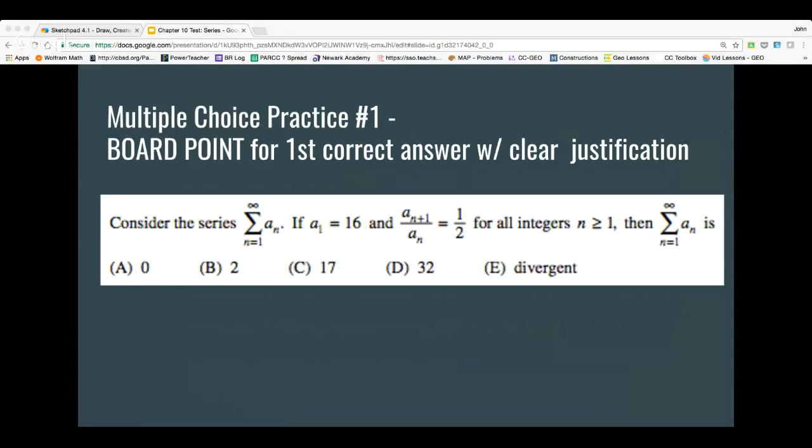So right now we are waiting on a first answer to the multiple choice board point question.